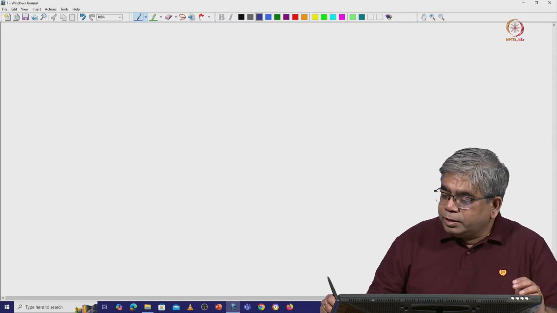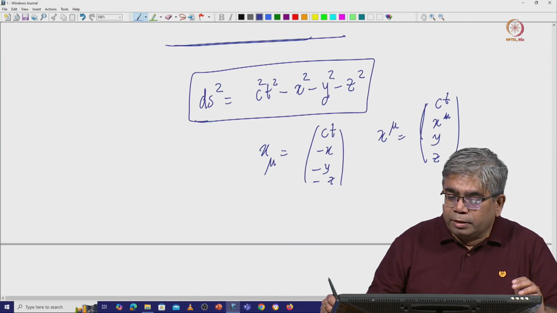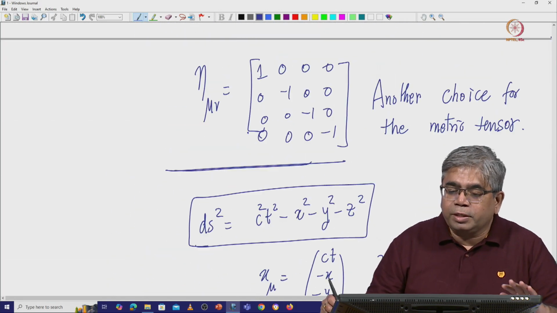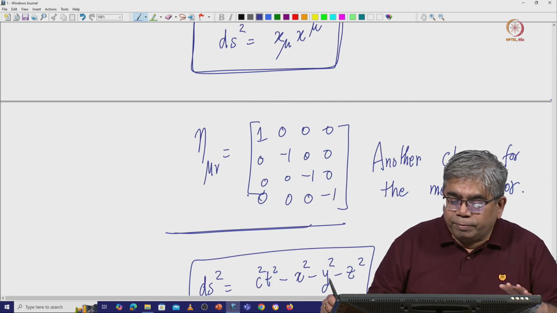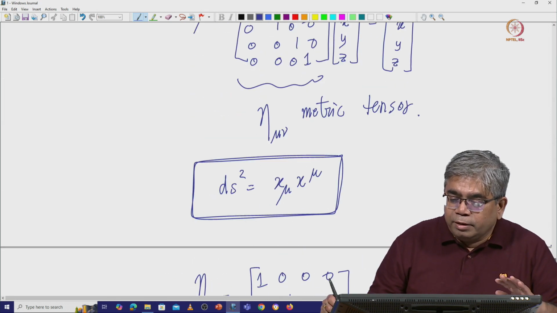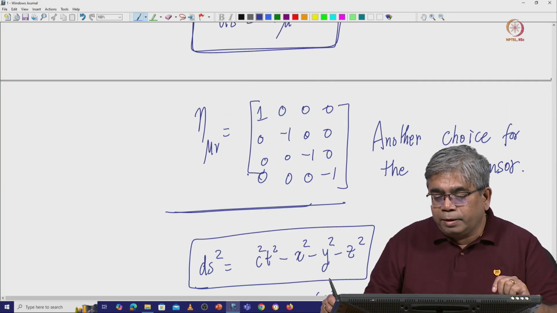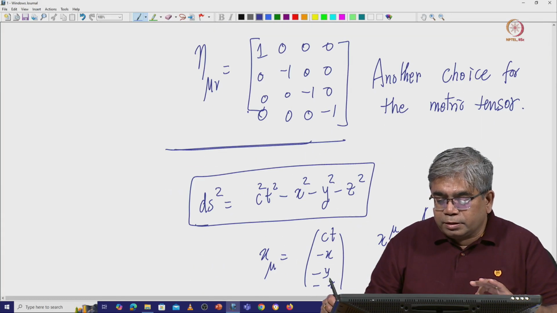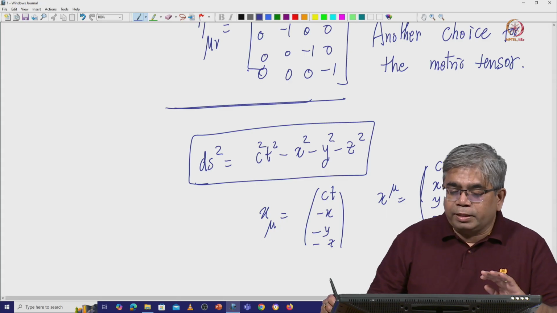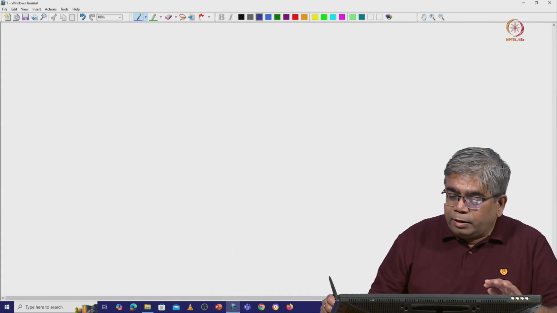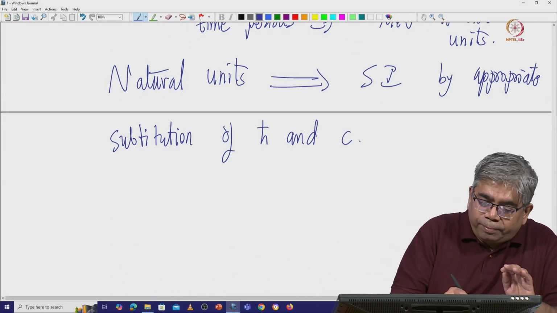Before going further, I just want to introduce one more thing. The one tensor you have seen is the metric tensor, which is essentially a unit matrix with minus signs. This is important for you to define the minus signs. Then I will also introduce you to Lorentz transformations.